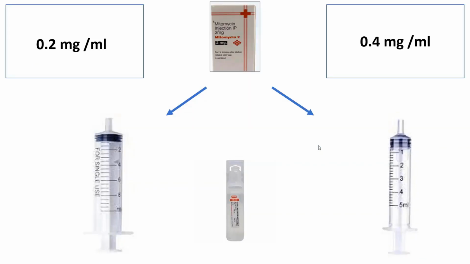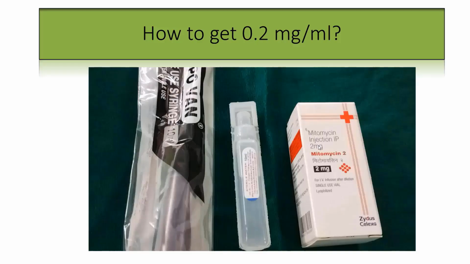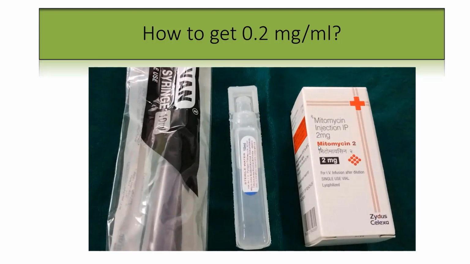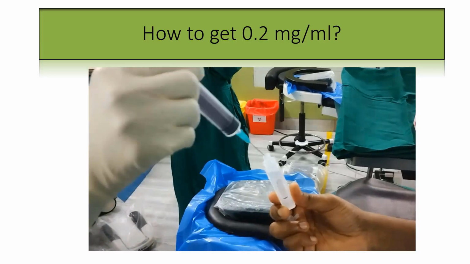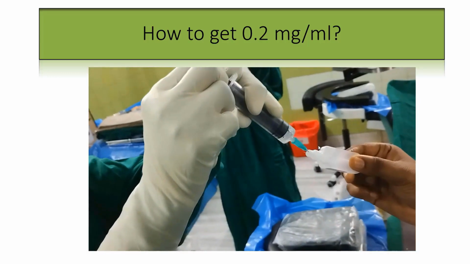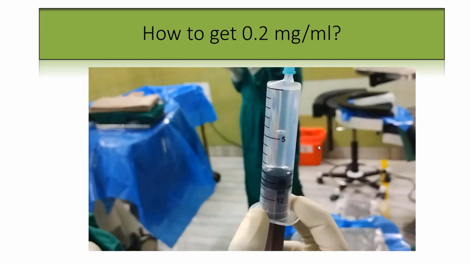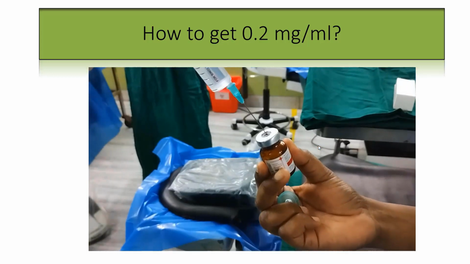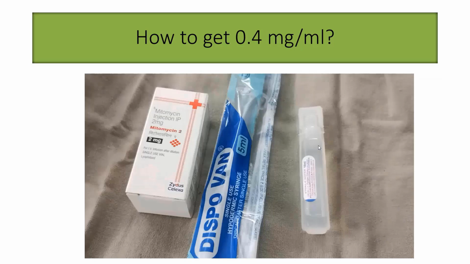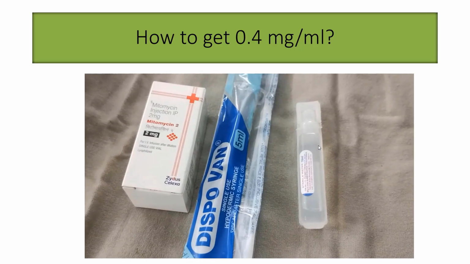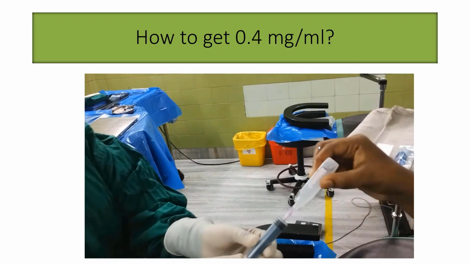In this video, we demonstrate the reconstitution of mitomycin C in two dosages, 0.2 mg per ml and 0.4 mg per ml, and its application. Mitomycin C is available as a 2 mg powder form. It should be reconstituted using sterile water at a neutral pH. To get 0.2 mg per ml, 10 ml of sterile water is mixed with 2 mg powder. To get 0.4 mg per ml, 5 ml of sterile water is mixed with 2 mg powder.